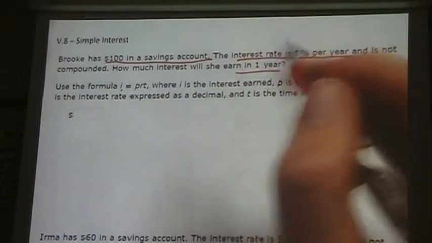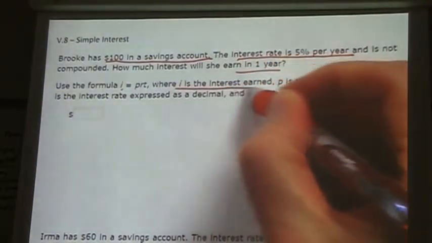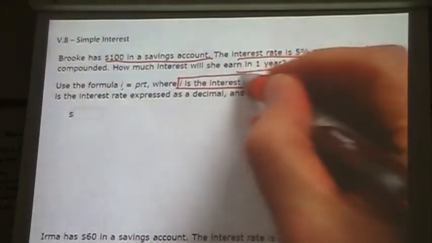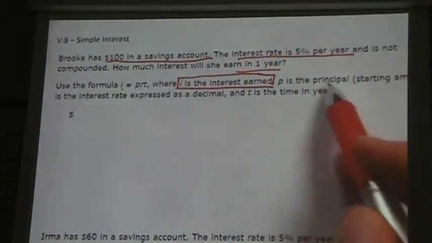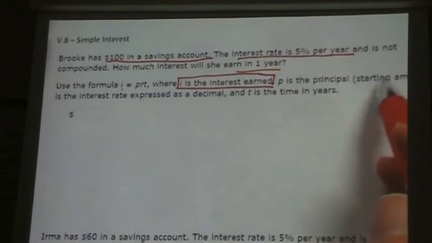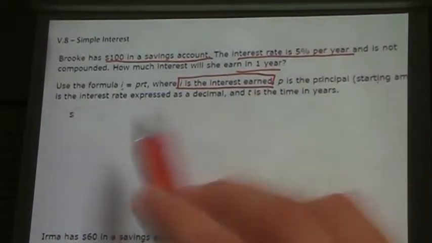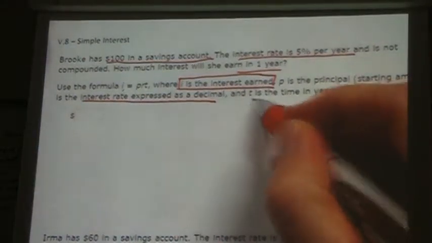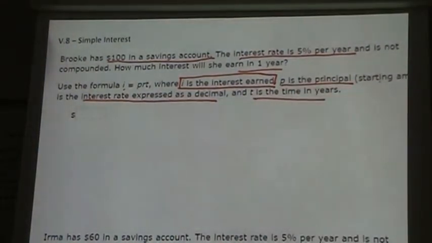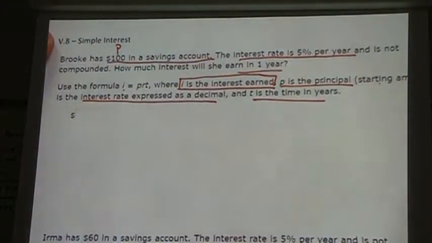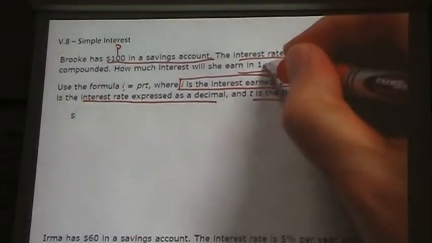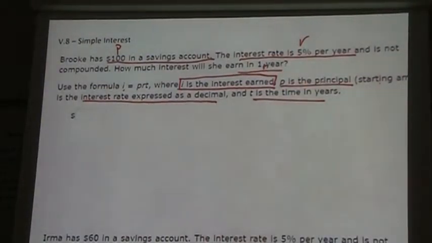I is interest earned. Keyword, interest earned. P is the principal, starting amount. And R is the interest rate, expressed as a decimal. T is time in years. Okay, if we look up here, your starting amount is 100. There's our P. Your rate is 5%. And your T is your time. That's 1 year. We're going to throw that into our formula.